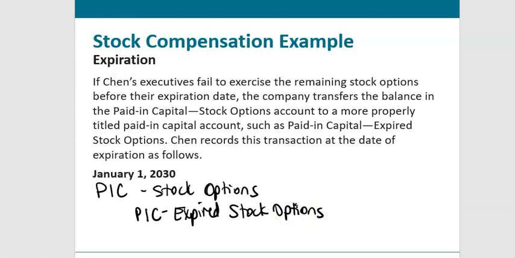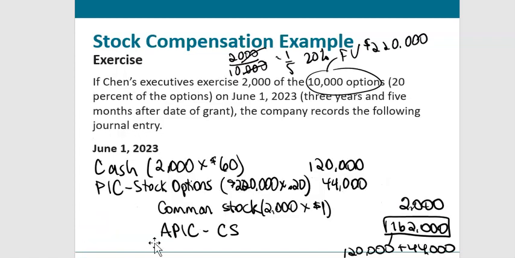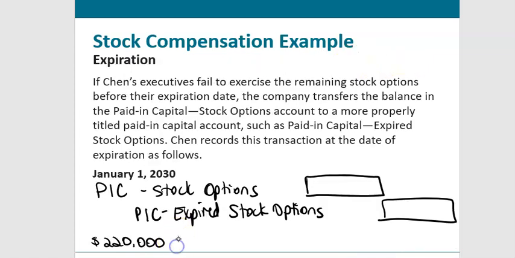And then what is the amount that we're going to record as our debit and credit? Well, we had a total amount of 220,000 as our stock option compensation, and we know that 20% was exercised, and so it's the remaining 80% that has not been exercised. This is the portion unexercised: 176,000.